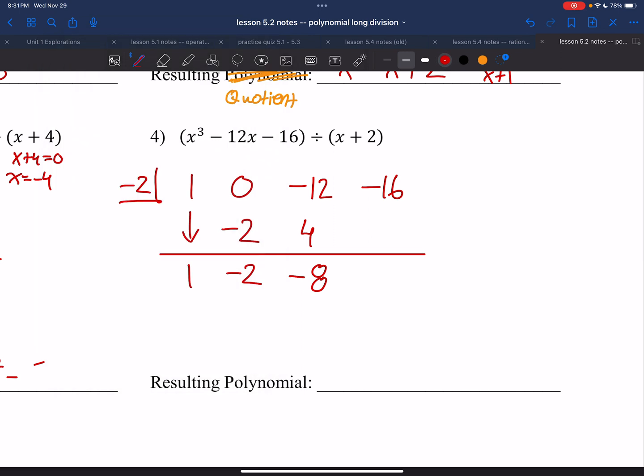Negative 8 times negative 2 is positive 16. Add this together, and we've got our polynomial. Remainder, x to the 0, x to the 1, x squared. So I get 1x squared minus 2x minus 8.